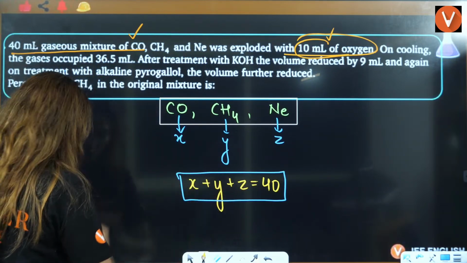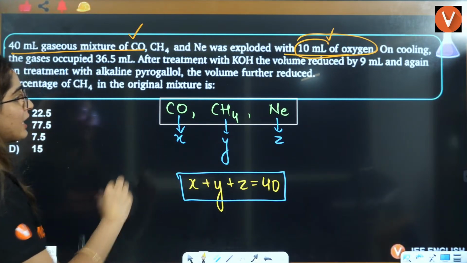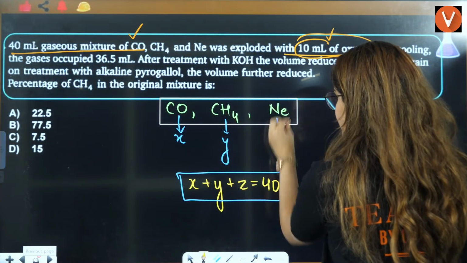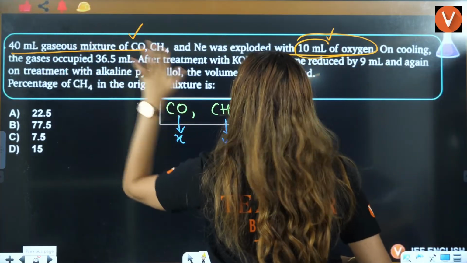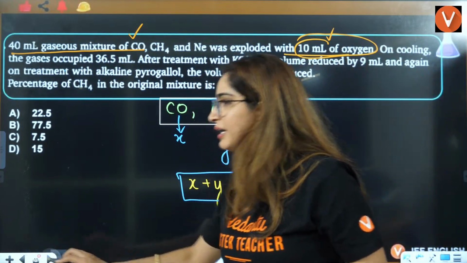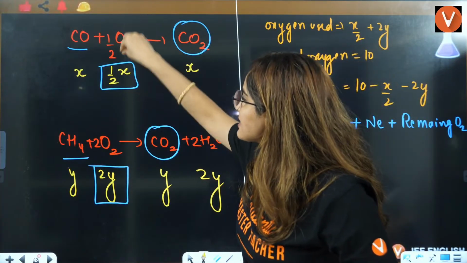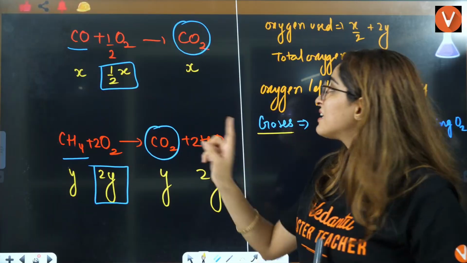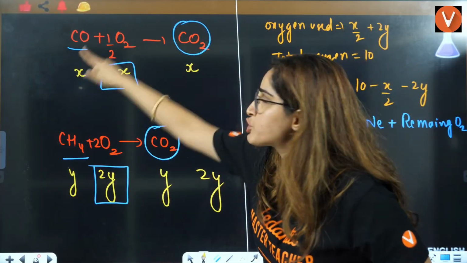Now, this was the total gases. Again, I am telling you, in a beaker you have 3 gases, X, Y, and Z. Total volume, they are saying, is 40 milliliter. They are saying it is exploded with 10 milliliter of oxygen. So here some oxygen reacts, the reaction will be this, balancing. I have used stoichiometry here.